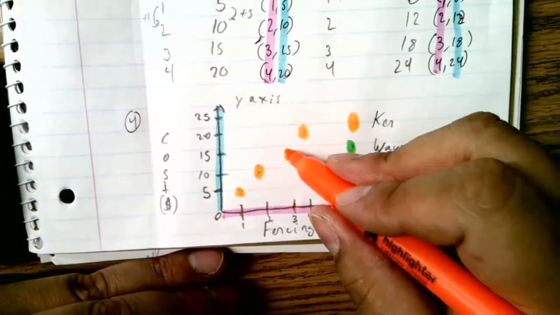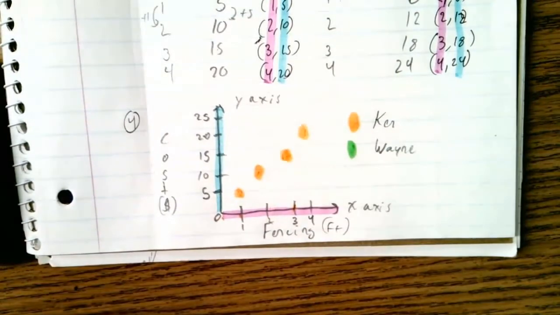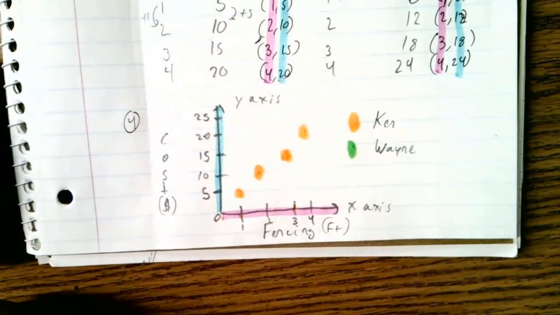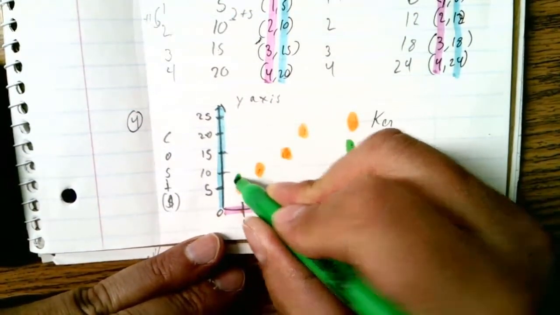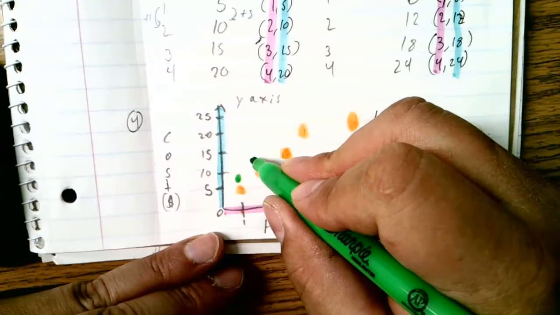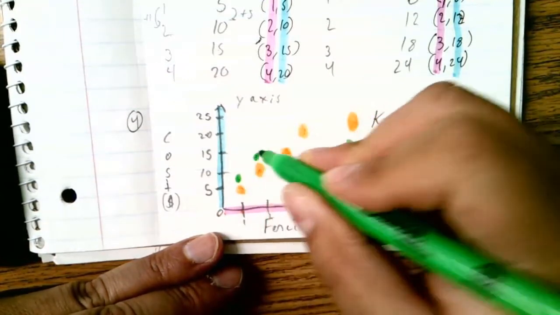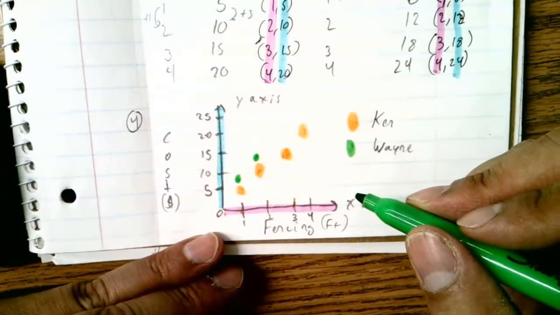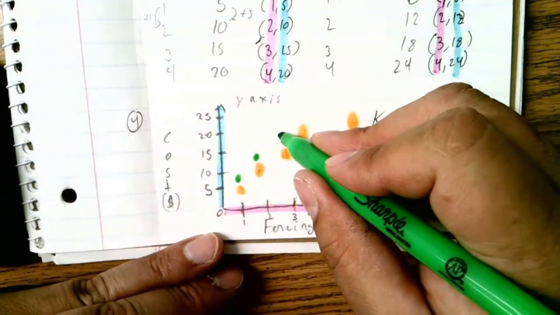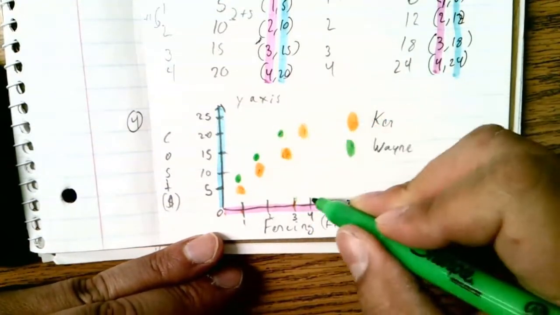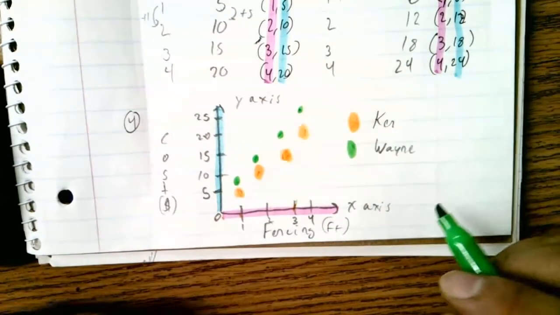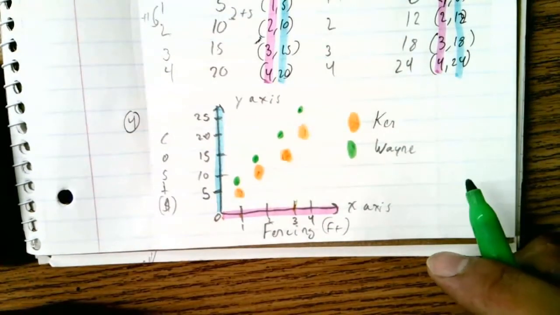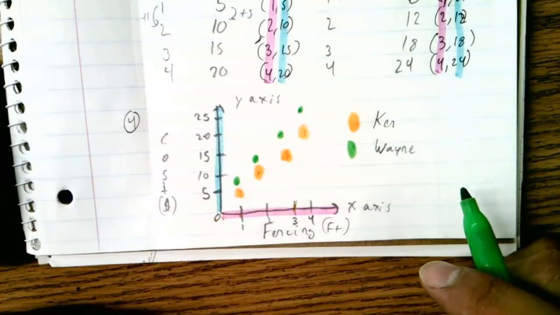Well, that wasn't as good as it could have been, but you get the idea. All right. So it kind of makes a line. Now we have Wayne. We have 1, 6, so right above it, just a little bit. 2, 12. Somewhere here. Again, it's not going to be perfect, and that's okay. 3, 18, pretty close to 20. 4, 24, pretty close to 25. All right. And that is number 4. You just graphed it.